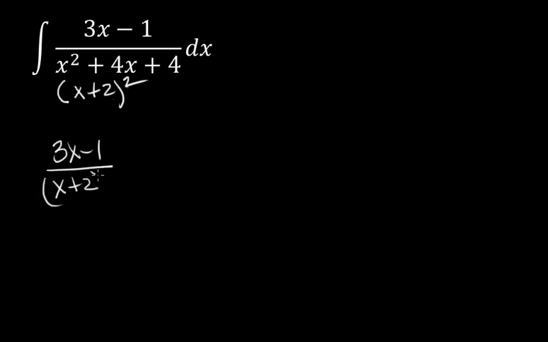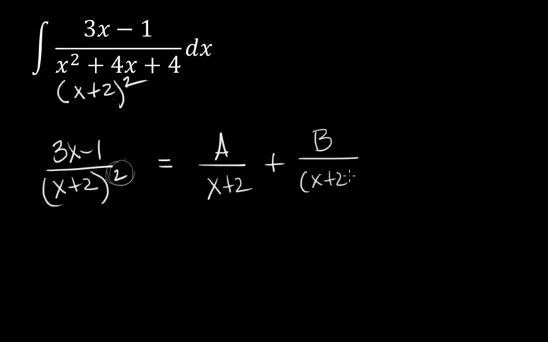3x minus 1 over x plus 2 squared is going to give rise to two partial fractions. It'll give rise to A over x plus 2 and B over x plus 2, the quantity squared. So if you have one of the factors squared, it's going to give two partial fractions, one with that quantity to the first power and one with it squared. So we solve, we'll just multiply both sides by x plus 2, the quantity squared.